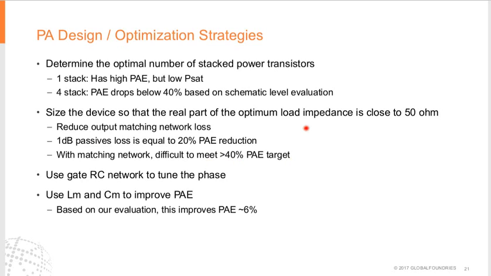So in this design, we do device sizing to let the real part of the optimal load impedance be close to 50 ohm, and the imaginary part can be cancelled by the RF choke. We use the RC network in the gate to tune the phase and also to avoid the breakdown, especially in the top stack device. We use the AM and CM to improve and tune the PAE. Based on our evaluation, that can improve the PAE about 6%.